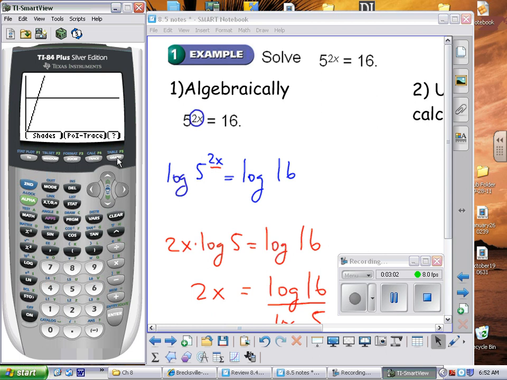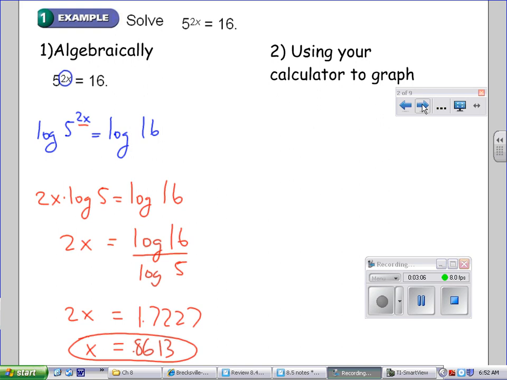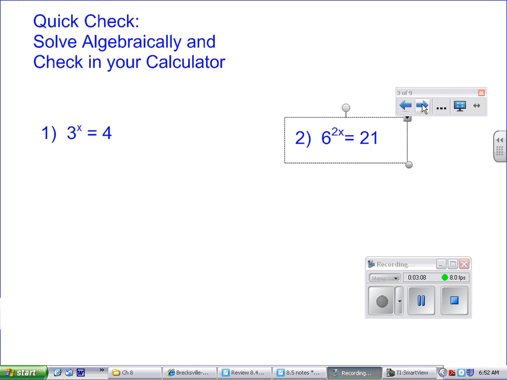All right, let's do this one more time together here. Let's look at this guy: 3 to the x equals 4. 3 to the first is 3, and 3 squared is 9. I know my answer should be between 1 and 2.